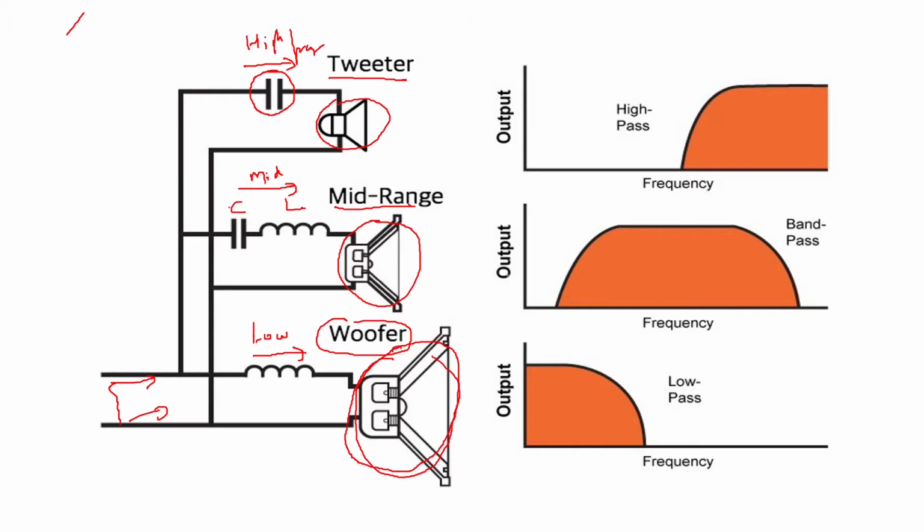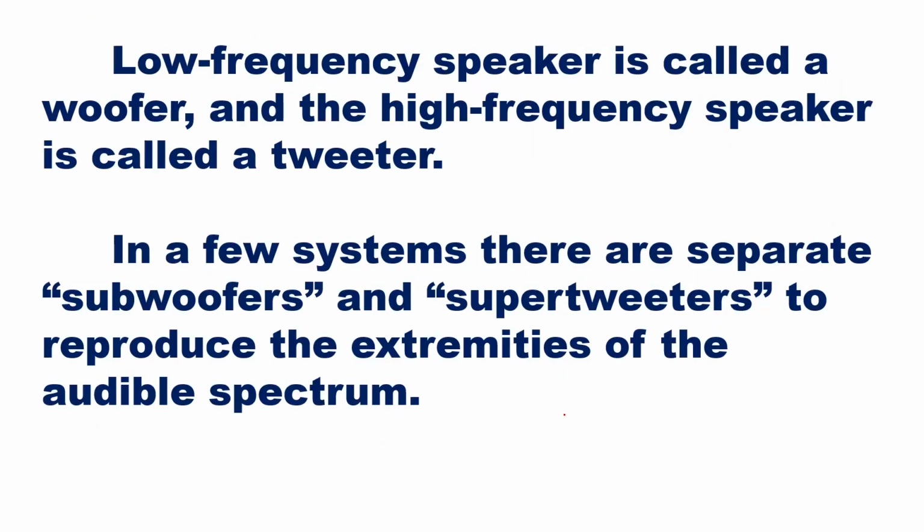Similarly, you can see the frequency response also. In a tweeter, you are only handling high frequency here. In the mid-range speaker, the mid-range frequency range is just below the tweeter, and below that, if you want low frequencies, then you have to go with the woofer. Okay, so this is the diagram which shows all the three frequency ranges.